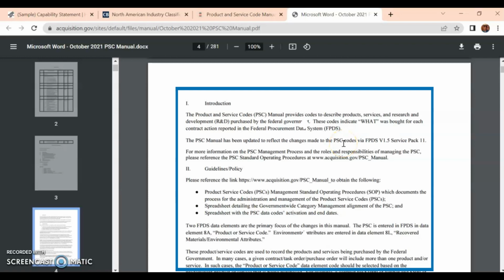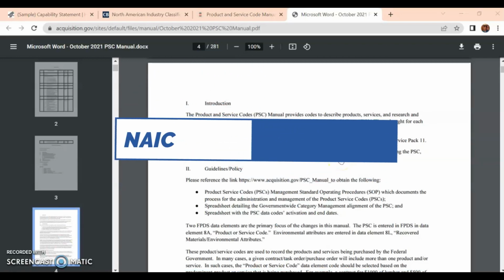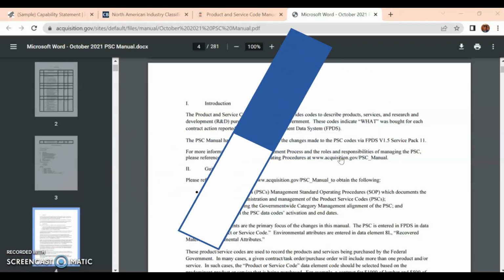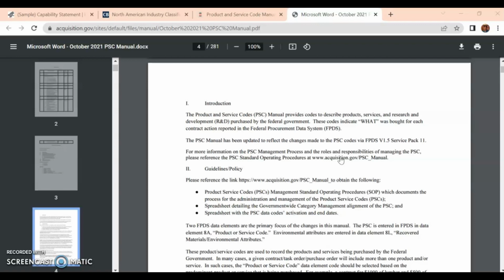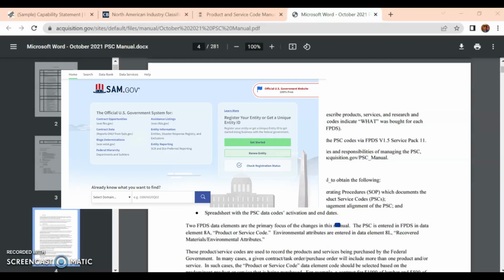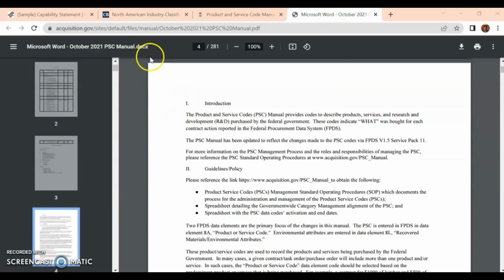It is the code that indicates what was bought for each contract action that has been reported. So everything has a code, and having that code ensures that we have the important information when we're going to different websites looking for information, such as usaspending.gov, or if we're on sam.gov searching for an opportunity, you have the correct codes that you need.